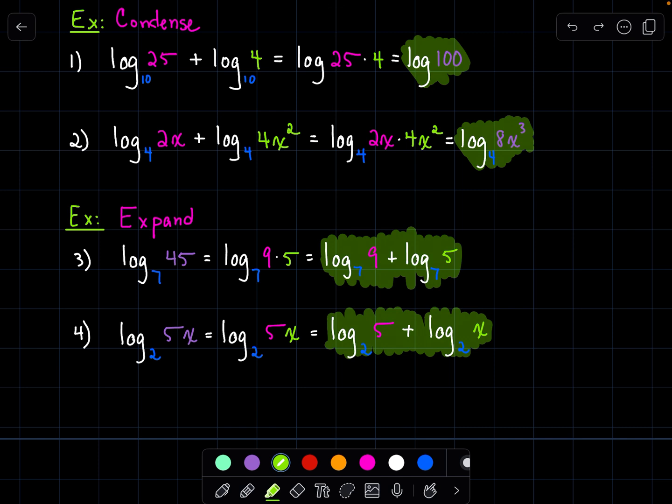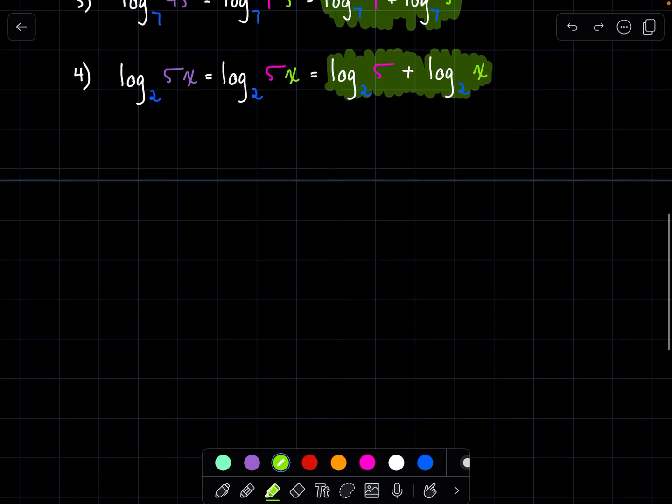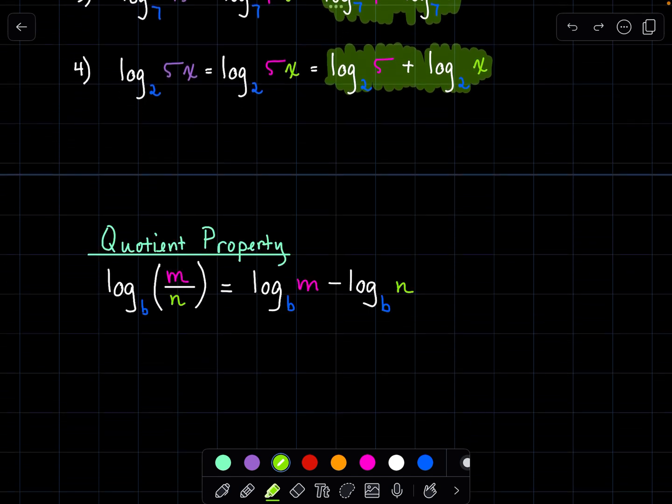Alright, so that's all about the product property. Now let's move on to that next property, the quotient property. So quotient would mean division, and if we have a log of, in other words, a fraction, we can split that fraction apart and go log base b of m minus log base b of n. To make it simple for you, let's think of it in these terms. Let's go log of the top minus log of the bottom. It will always be top minus bottom for you.